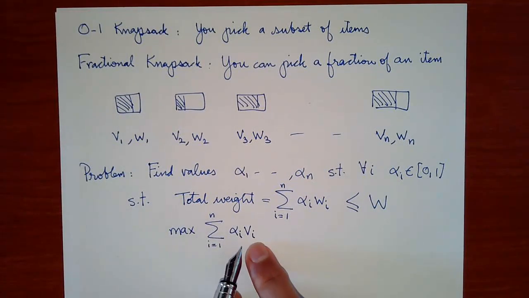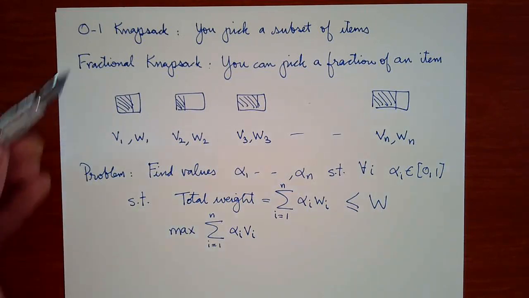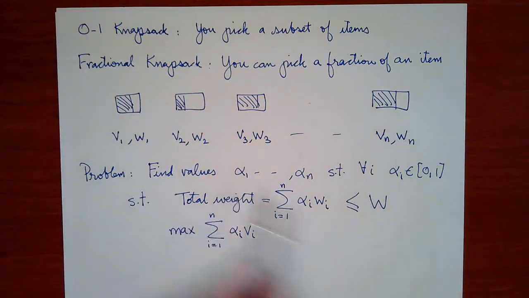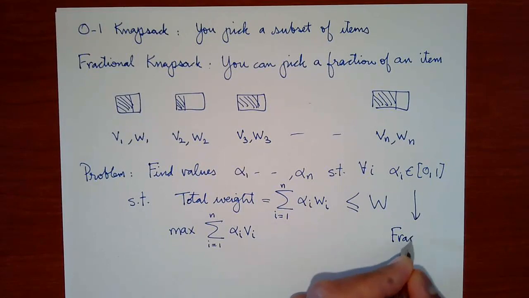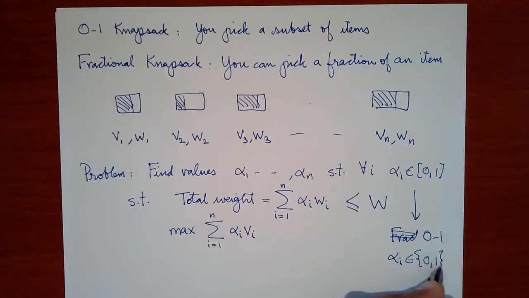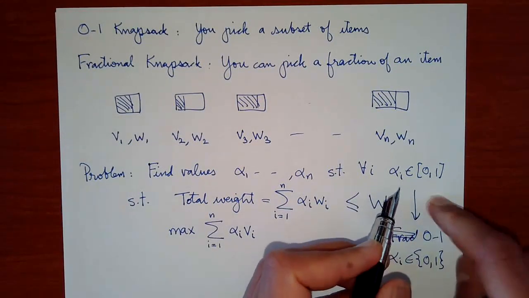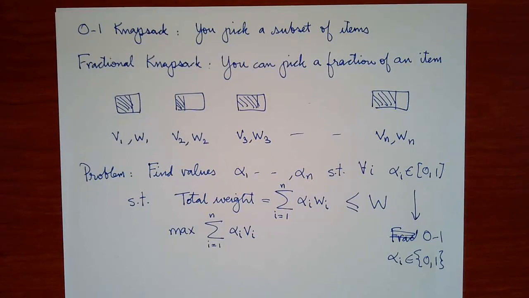Because the value in 0-1 knapsack, the alphas have to be 0 or 1. In the fractional, you can pick a real number. So fractional, 0-1 knapsack means that alpha is either 0 or 1. Whereas in the fractional version, alpha i can be between 0 and 1. Does this make sense? Does the question make sense?